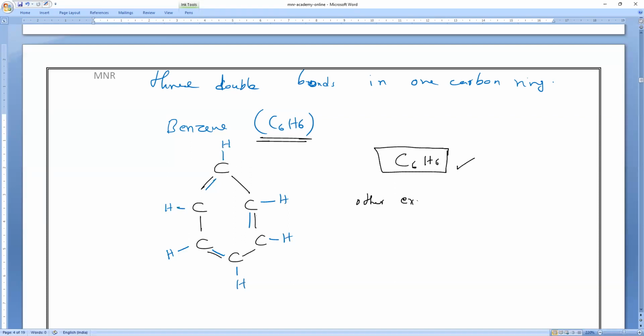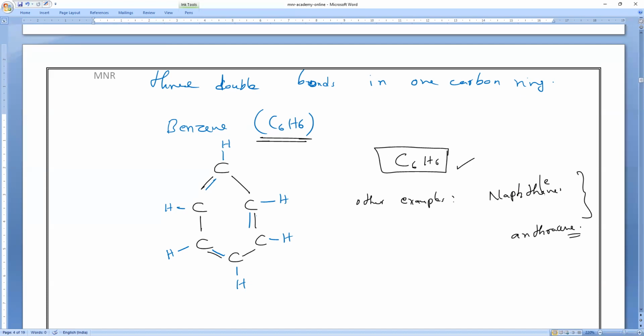So what are the other examples? Other examples, we will start from here. One is naphthalene. Okay? Naphthalene, and another one is anthracene. So these are the examples of what? Unsaturated cyclic hydrocarbons.